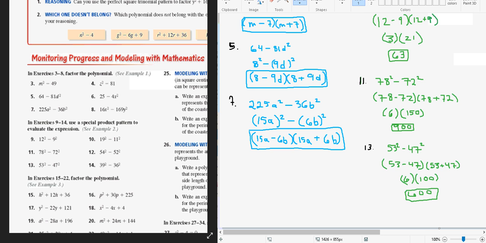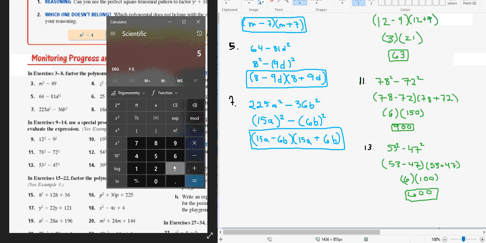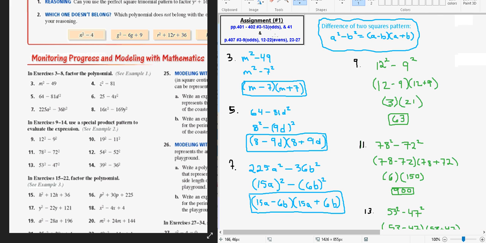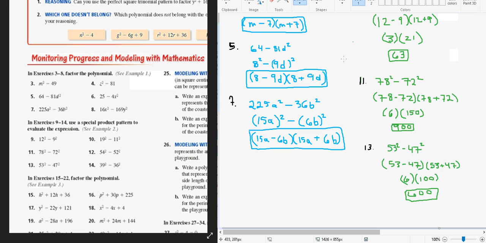Again, if you feel like taking out a calculator to verify this, I can show you that it is correct. 53 squared minus 47 squared, and you do get 600. All right, so we had 3 through 13 odds. There's all of those, and then 41 is the last one on this page. So I'm going to put 41 right down here.